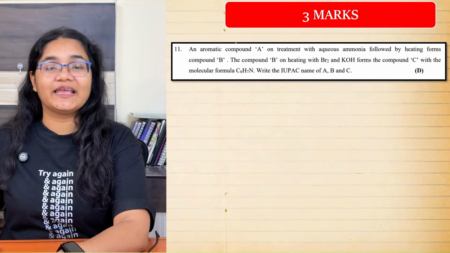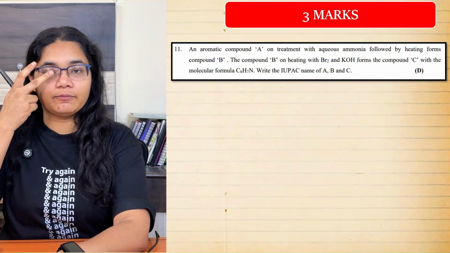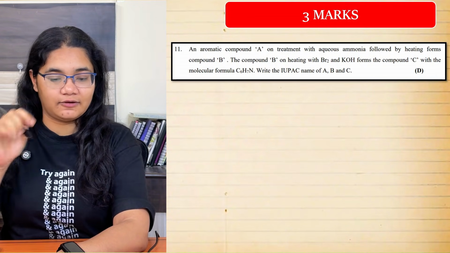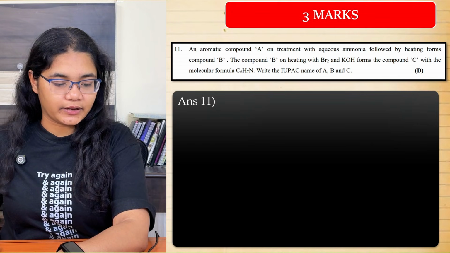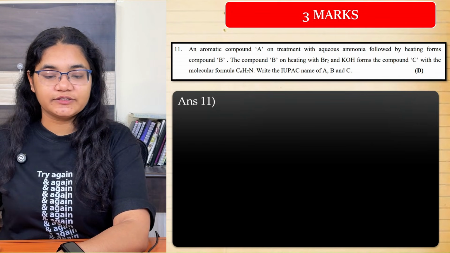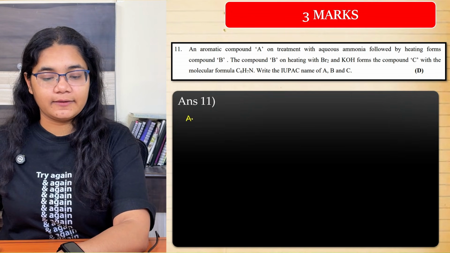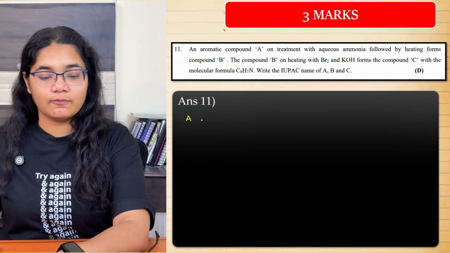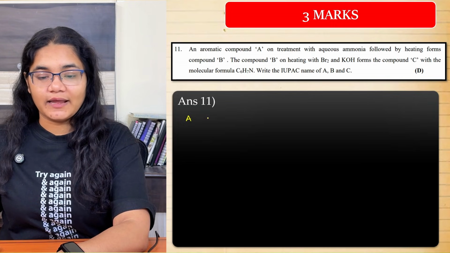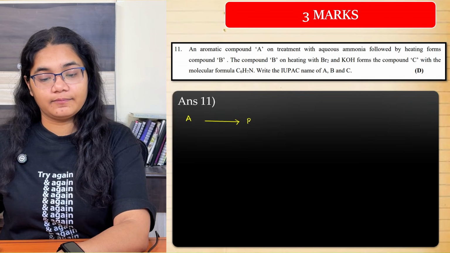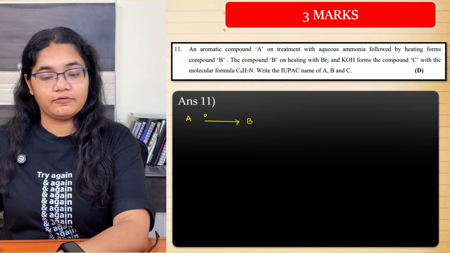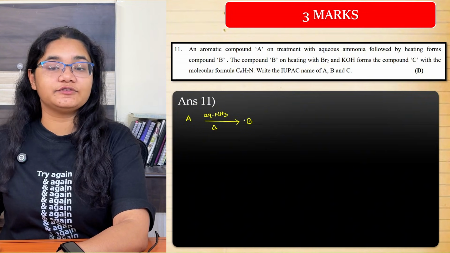Question number 11. These are now your case based, or I can say word problem based questions, so you have to be very careful here. Okay, let's solve this one. First question: an aromatic compound A, on treatment with aqueous ammonia followed by heating, forms a compound B.